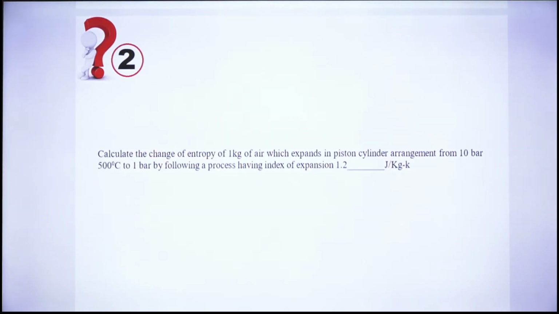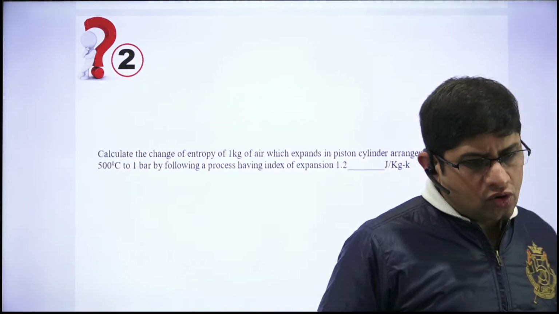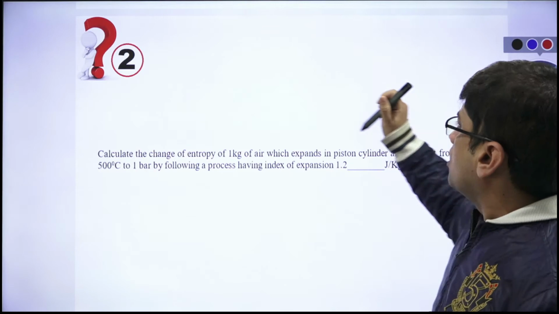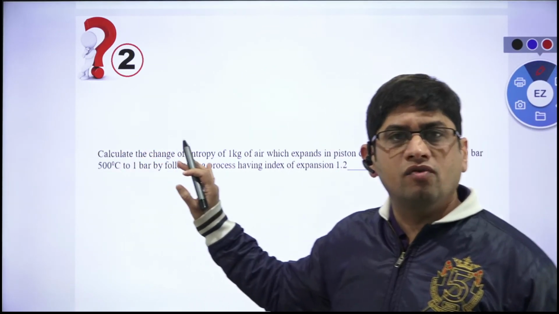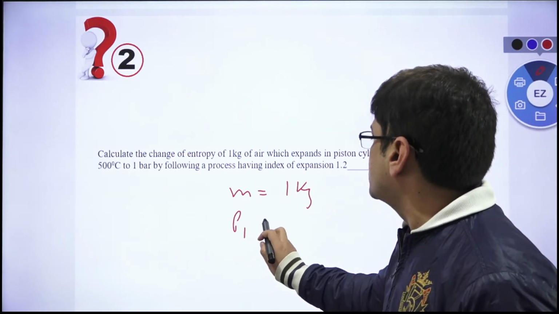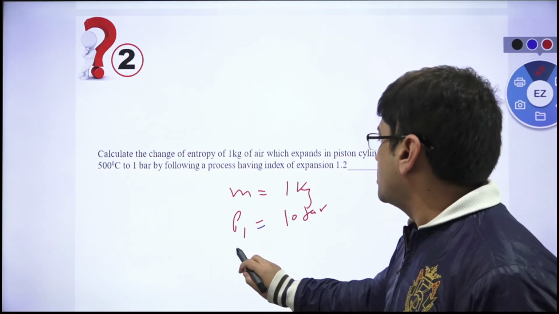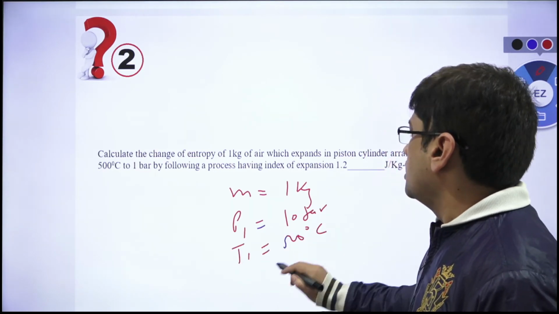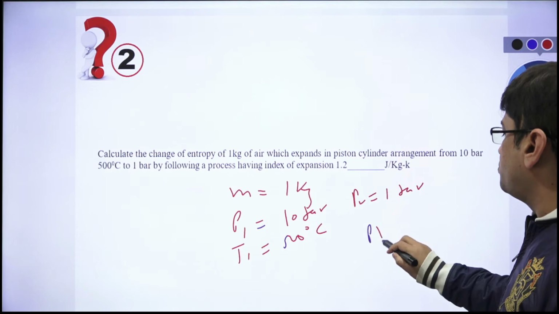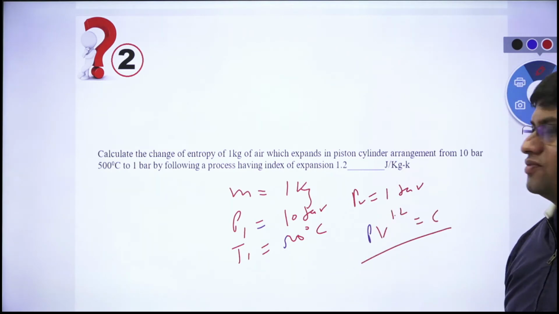Calculate the change in entropy of 1 kg of air which expands in a piston cylinder mechanism from 10 bar, 500 degree centigrade to 1 bar, following a process whose index of expansion is given. Whenever a question comes in the exam, always think of writing what is given. Mass is given as 1 kg, pressure P1 is 10 bar, temperature T1 is 500 degree centigrade, P2 is 1 bar, and the process is PV raised to power 1.2 equal to constant.